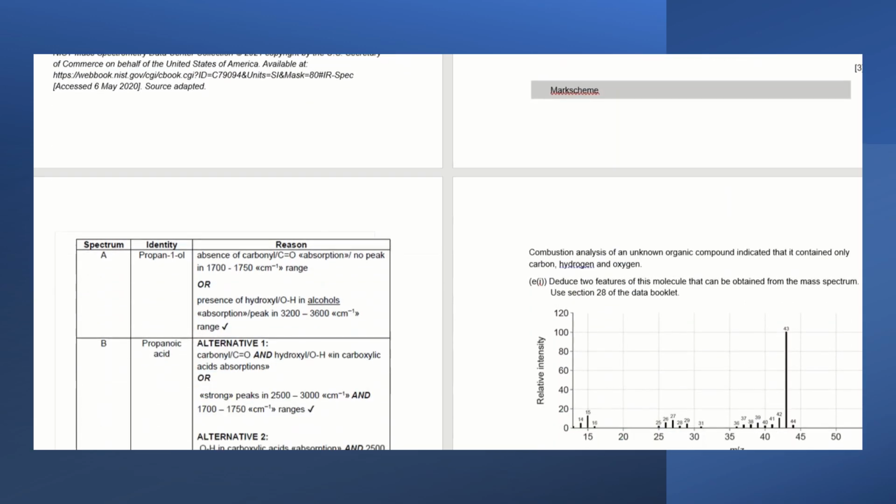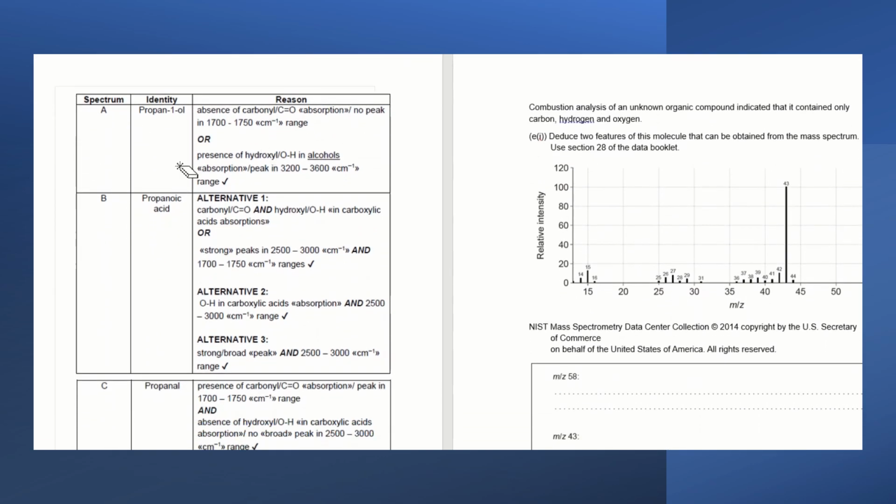So here is what they say in the mark scheme. Okay, like we said, the first one is going to be propan-1-ol, spectrum A, and that's because I don't have the carbonyl group. So you can talk about the absence of the carbonyl group and the presence of the hydroxyl group, or the OH group in alcohols, but you must specify that this is in the region of 3,200 to 3,600 reciprocal centimeters.